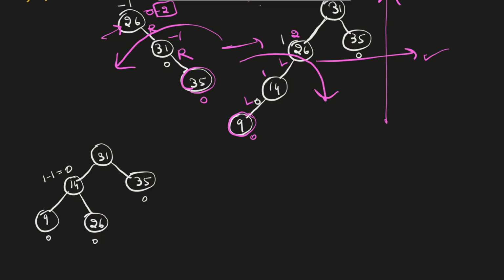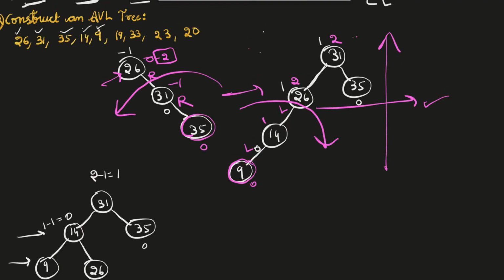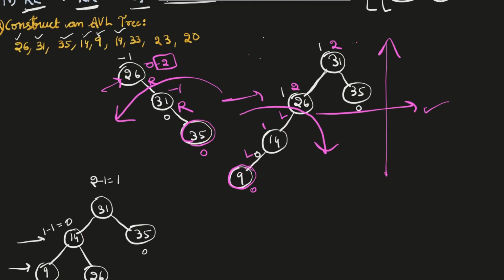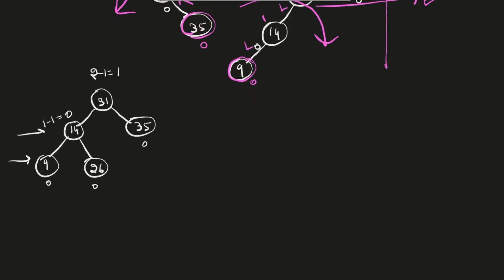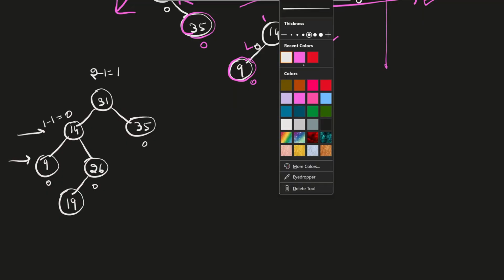Coming to 31, it is 2 minus 1 because there are two levels. So 2 minus 1, that is equal to 1. Now all are said to be balanced. Now let's insert 19. 19 is left of 31, right of 14 but left of 26. So now if you check the balance factor, all the leaf nodes would be assigned 0.